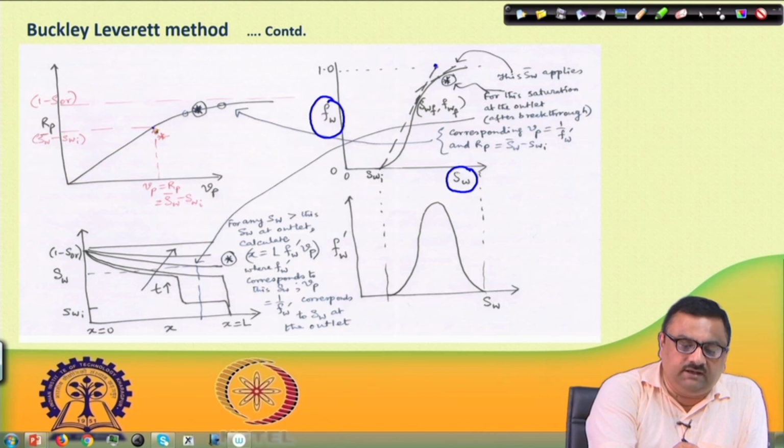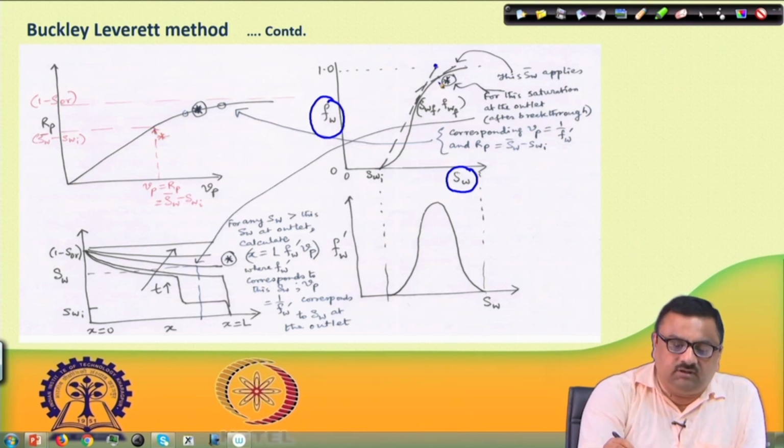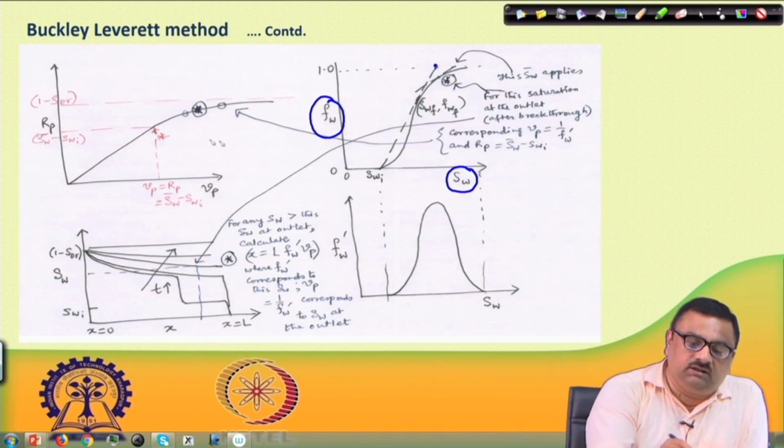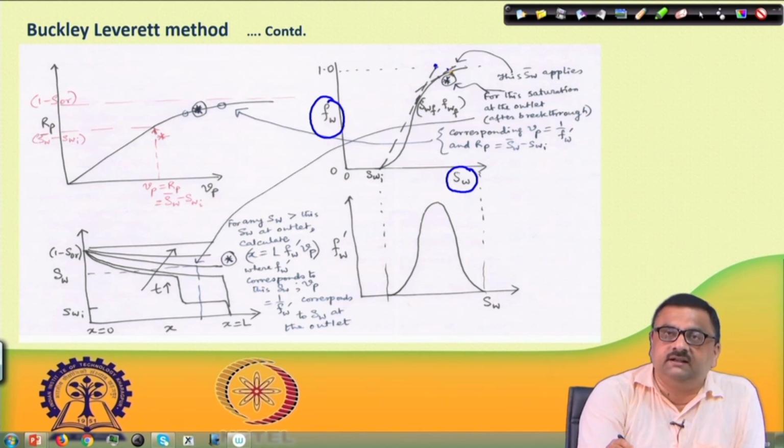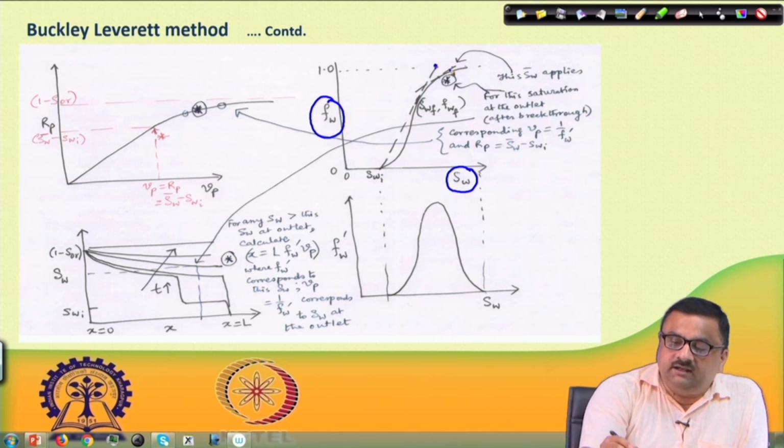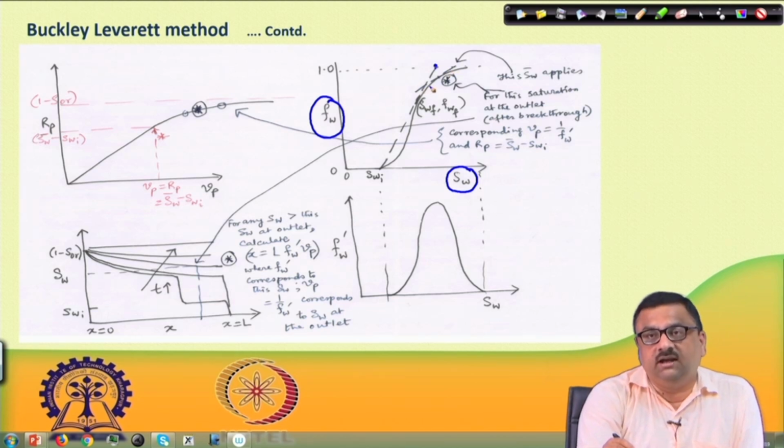So, we can easily locate this point and draw this line. Beyond this point, one has to pick up another point here and consider that to be SWF at that time. Using that as SWF, one has to draw a tangent, find out where it hits, find out what SW bar is, and then SW bar minus SWI gives me the corresponding Rp. The slope of this line at that time is FW prime, and that FW prime is essentially 1 by Vp.